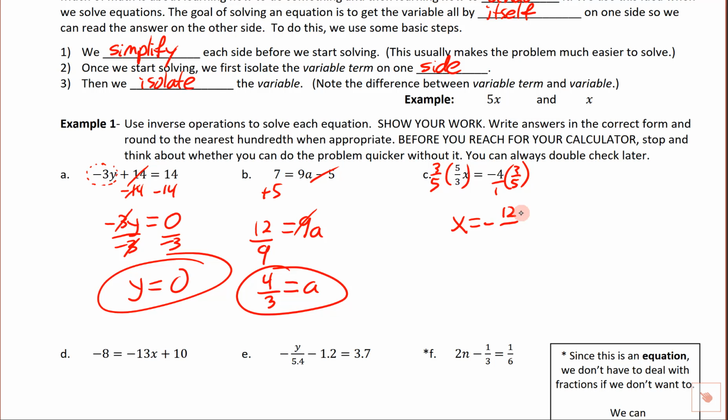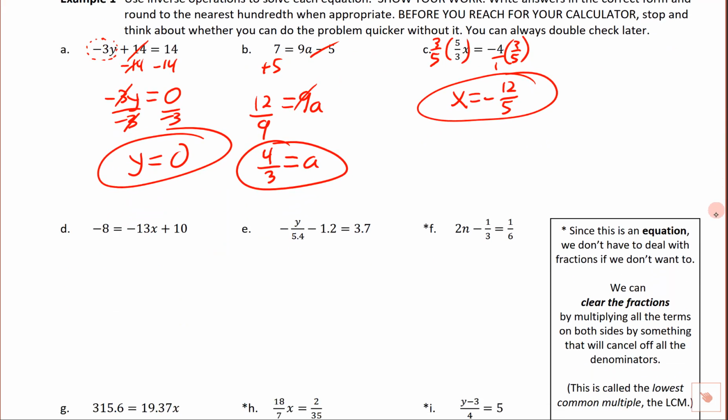So I'm going to get a negative 12 on the top, and I get a 5 on the bottom, and this is the answer right there. Again, please don't change that to decimal. Please don't change it to a mixed number. We're not going to write -2 2/5 or anything like that. We're just going to leave the answer like it is.